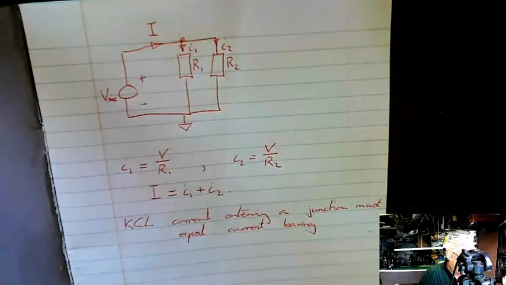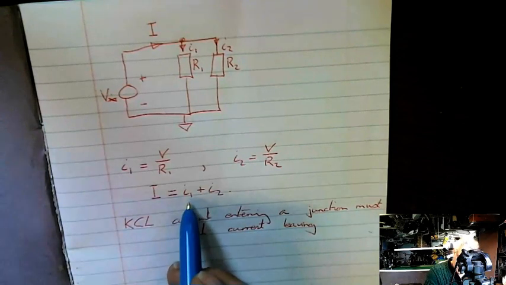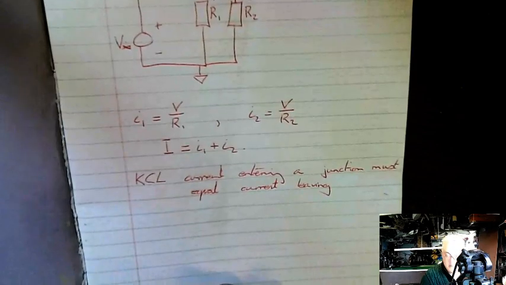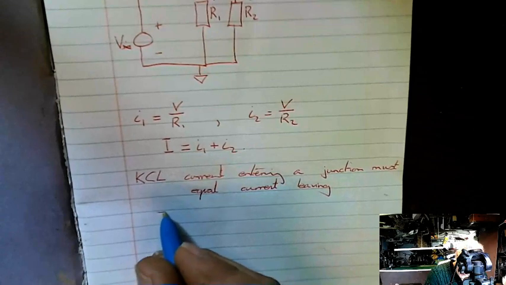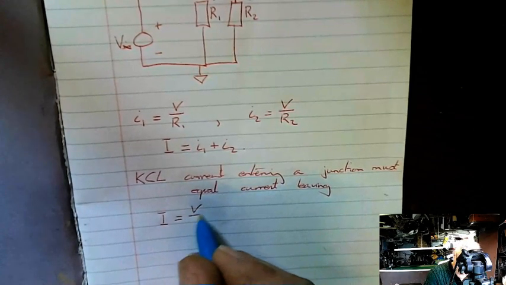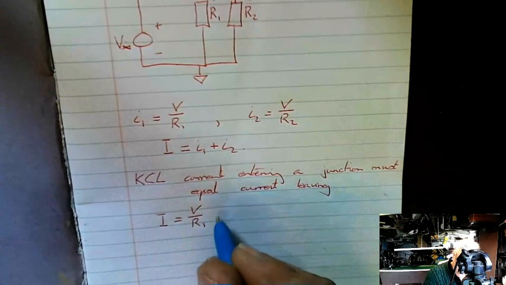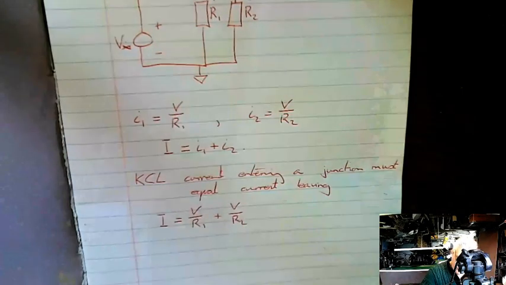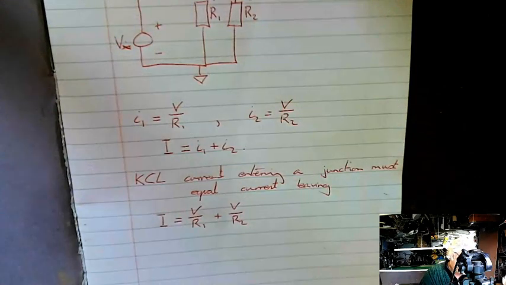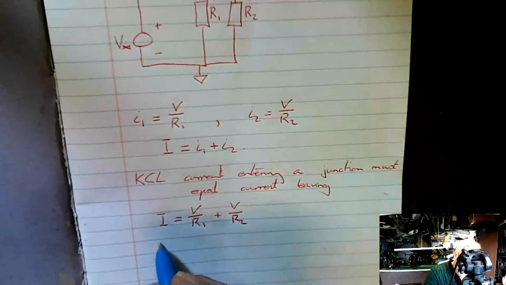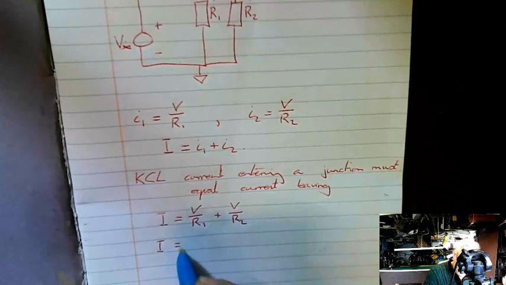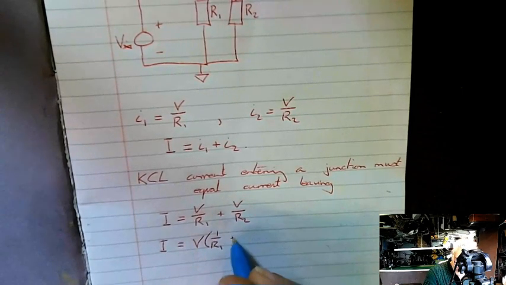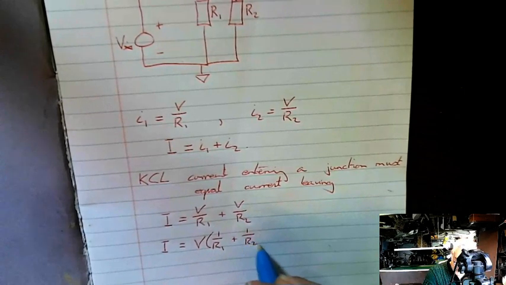Nothing terribly unreasonable there so far, but also we know that I1 is this and I2 is this, so therefore we can now write that I is equal to V upon R1 plus V upon R2. All we've done is we've put this into here and this into here. Again, nothing particularly earth-shattering. Now, a very simple piece of algebra. What I can do is pull out the V, and I end up with 1 upon R1 plus 1 upon R2.